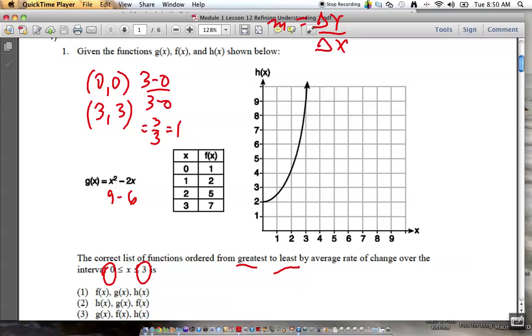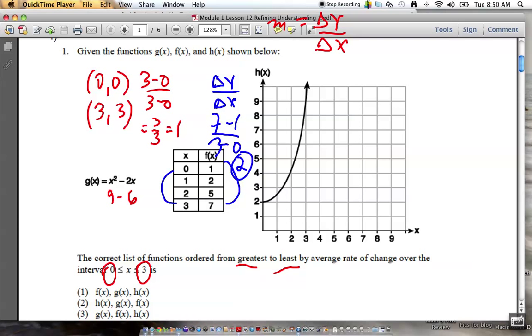X, f of x: 0, 1, 3, 7. This time at least they gave me the coordinates. So I'm going to do the slope formula again, which is change in y over what? Change in x. So the y is going from 1 to 7. I like to subtract so it's positive. So I'm going to do 7 minus 1 over 3 minus 0, which is 6 over 3, which is 2. So my first slope in red is 1, my second slope in blue is 2.